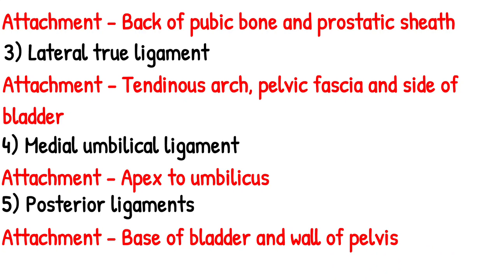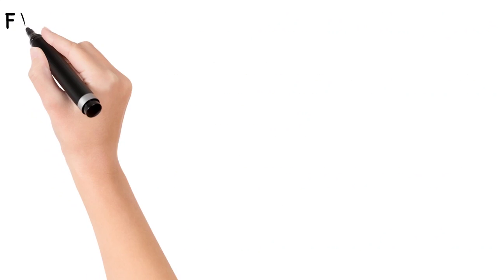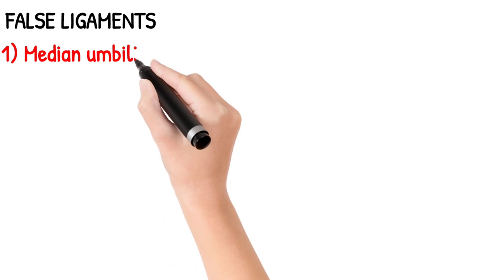The fourth one is the medial umbilical ligament. I told you the medial umbilical ligament is a remnant of the embryonic urachus, and it connects the apex of the urinary bladder to the umbilicus of the body.